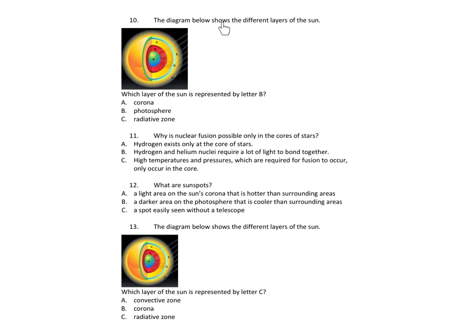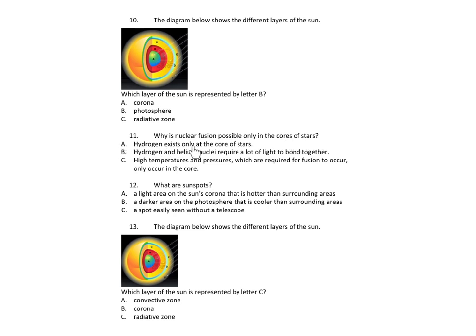Number 10. The diagram below shows the different layers of the Sun. Which layer of the Sun is represented by the letter B? A. Corona, B. Photosphere, C. Radiative zone.